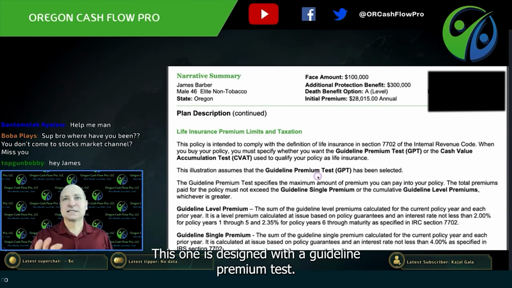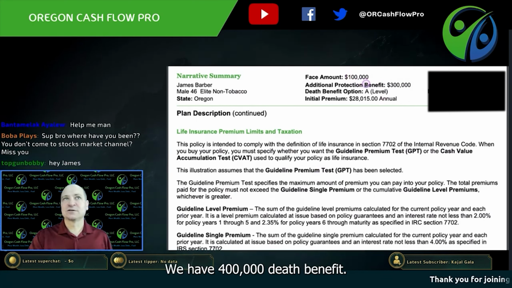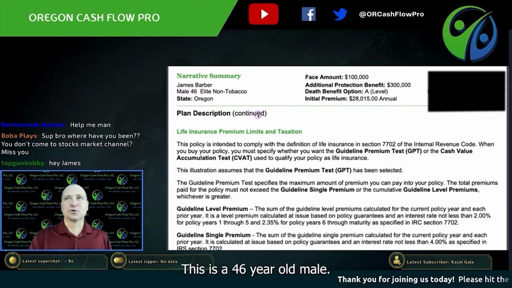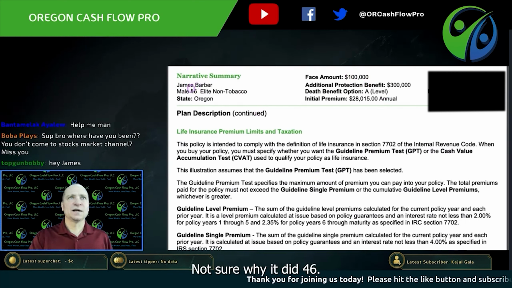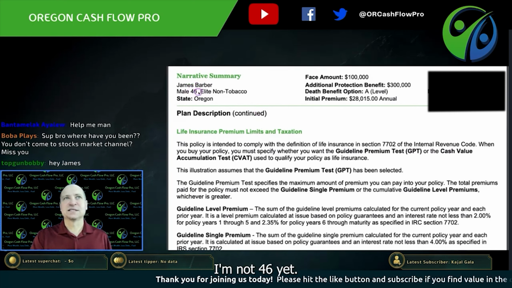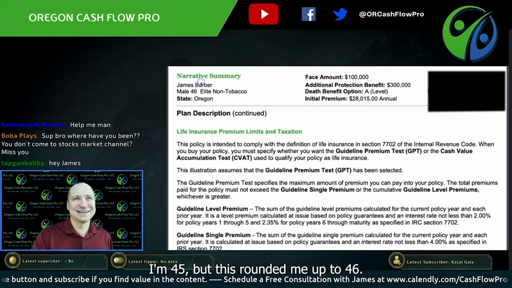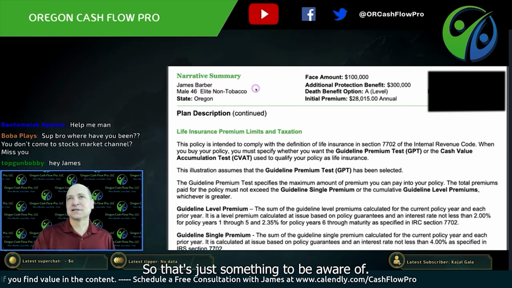Okay. This one is designed with a guideline premium test. We have $400,000 in death benefit. This is a 46-year-old male. Not sure why it did 46. I'm not 46 yet. I'm 45. But this rounded me up to 46. So that's just something to be aware of.